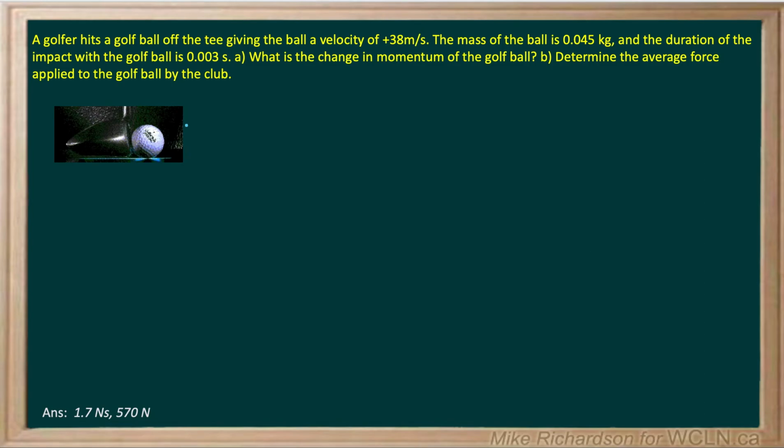A golfer hitting a golf ball off of a tee, and the golf club will give that golf ball an impulse. It'll provide a force over a time, and it'll get that ball up to speed. It'll get that ball all the way up to 38 meters per second by the time it reaches its maximum velocity off the club. Now they give you the mass of the golf ball. It's 0.045 kilograms. And the question is, what is the change in momentum of the golf ball?